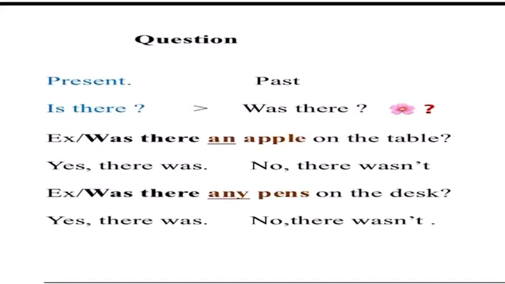This example is wrong. We have to fix it. How? Was there any pens on the desk? It's wrong because in here, when we have was there, we don't have any. We don't have s with the noun. So we have to say, was there a pen on the desk? Yes, there was. No, there wasn't.